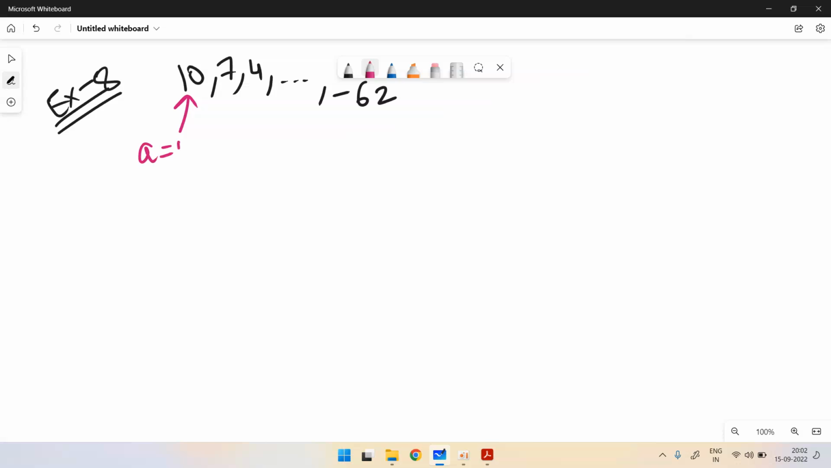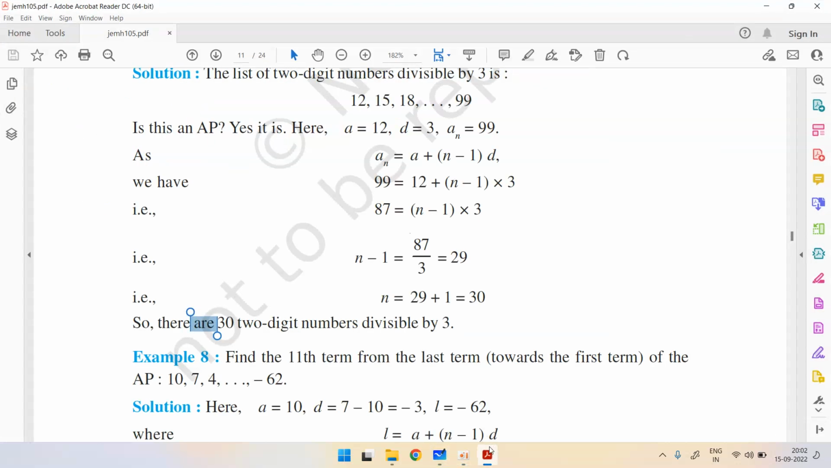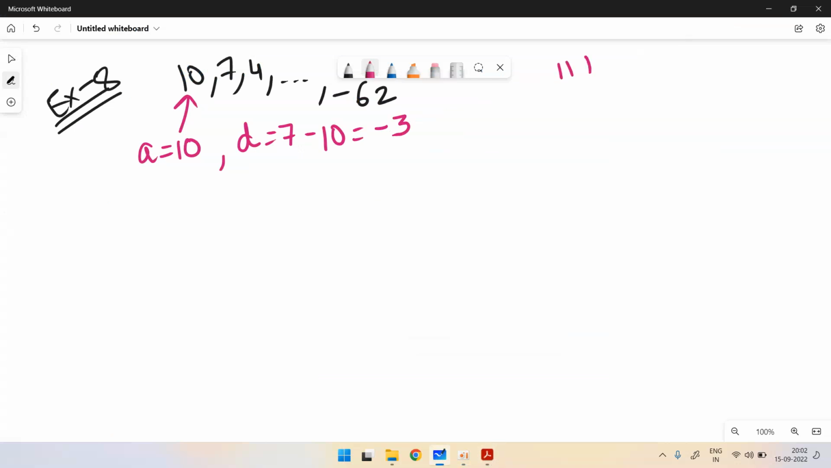In this AP, this is my first term, so the value of a is 10, and you calculate the value of d. The value of d is the next term minus the previous term. So 7 minus 10 is minus 3. The common difference is minus 3. And you need to find the 11th term from the last. Now you know that your last term is minus 62. It implies that a_n, the last term, is minus 62.